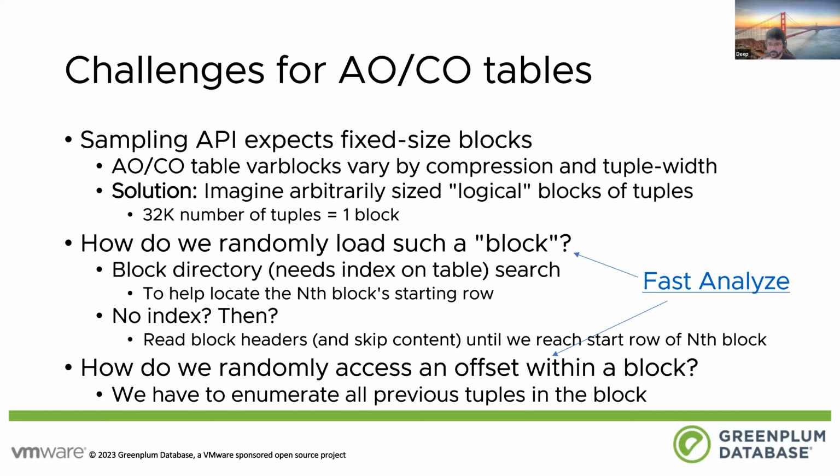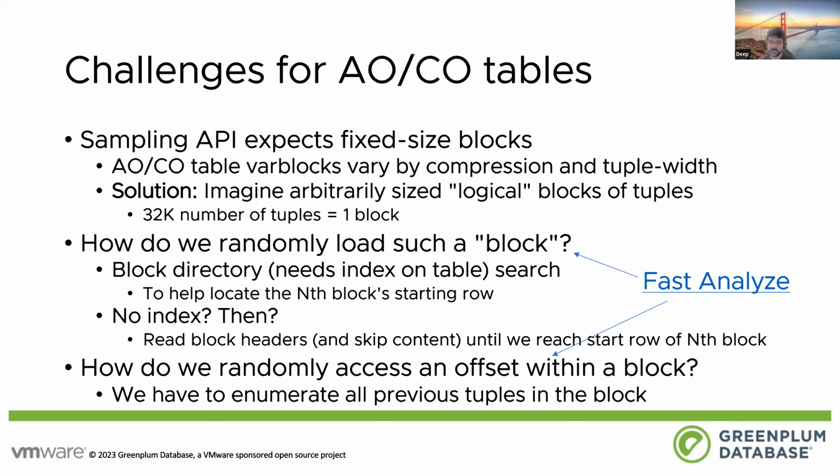But how do we randomly load such a block? For block sampling and for row sampling, we need to load these blocks, right? For block sampling, we want to randomly load them. So if you had an index on the AO or CO table, you have what is called the block directory already created for them. That's an auxiliary data structure that supplements the AO table, kind of like a toast table for a heap table. So this block directory, if it exists, if you ever created an index on the table, it would help you locate the nth block's starting row. This is actually the same interface used for index fetches, which I'll talk about in a second.